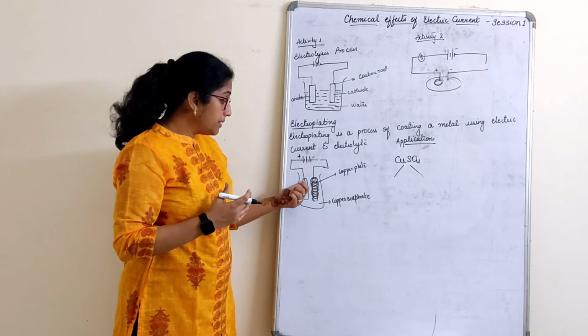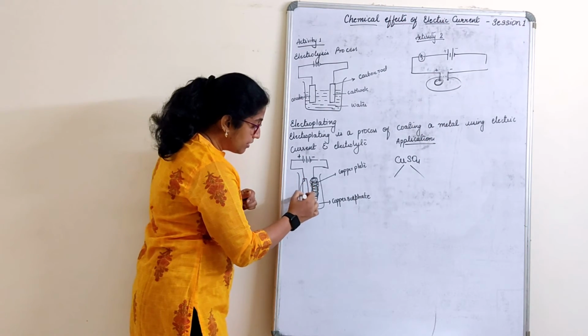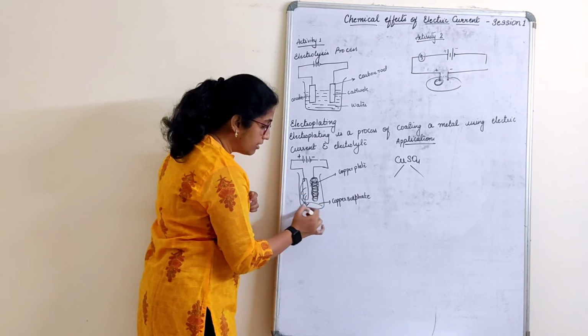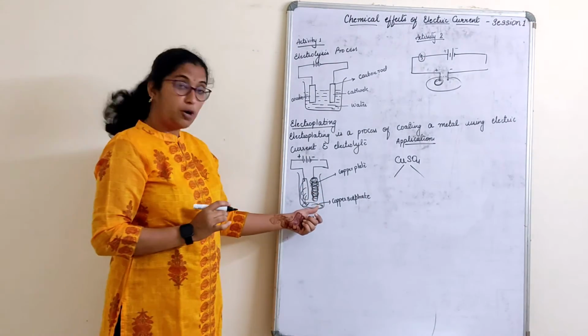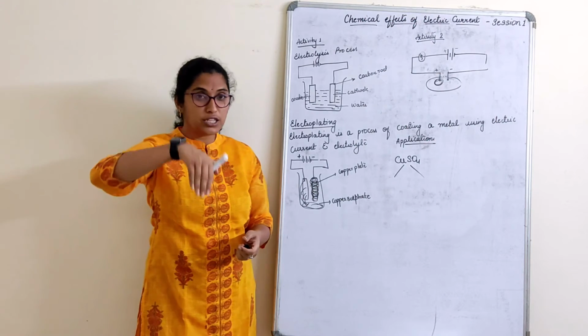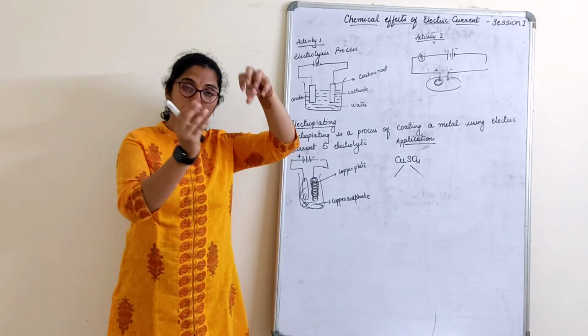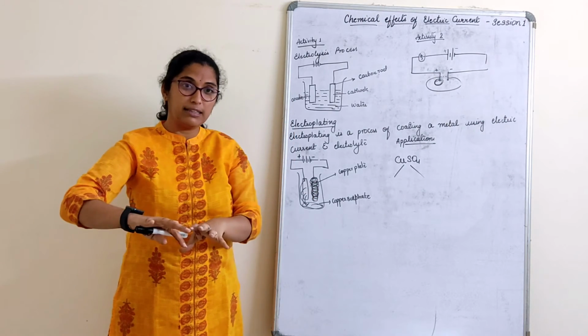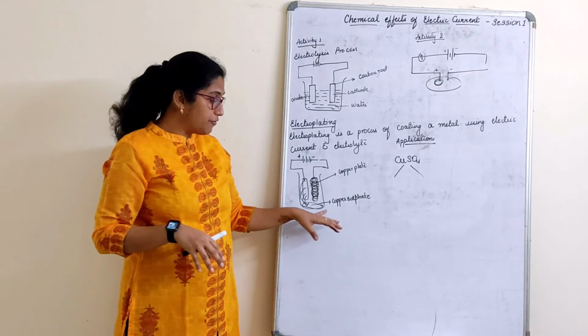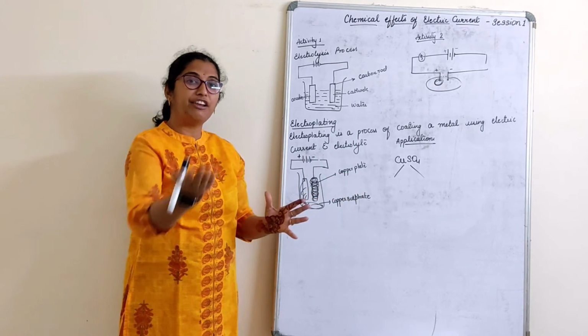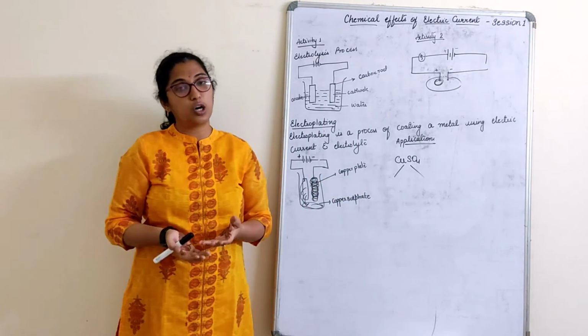Now what will happen here? From the positive terminal, whatever copper is there gets dissolved in this copper sulfate solution. So the process goes on. From the positive terminal, copper gets removed and gets mixed with the copper sulfate solution. Copper sulfate solution will again get separated, and free copper is deposited on the copper plate.